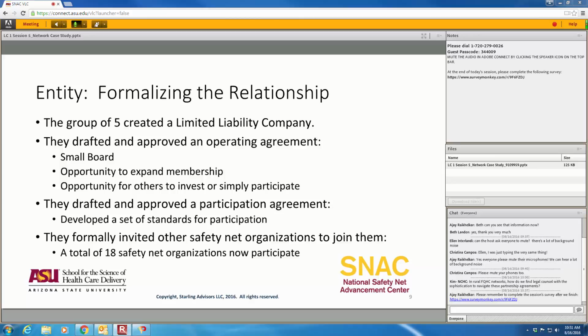They created an initial participation agreement, even though they didn't have contracts. And this initial participation agreement set an initial slate of standards for participation. So out of the gate, even though they hadn't even attempted to enter the contracting market, they were able to articulate a level of consistency in the type of organizations that they wish to partner with formally through this organization. And at that point, they formally invited some of those other interested safety net organizations to join them, and actually now have 18 safety net organizations operating throughout a statewide geography.